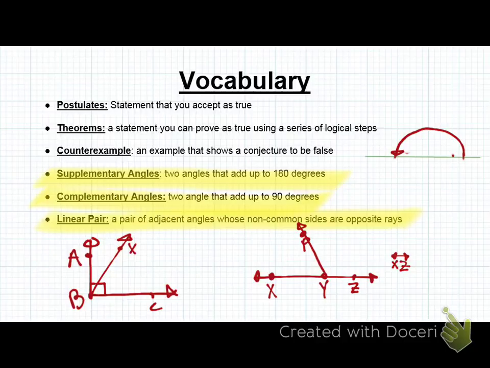A pair of adjacent angles whose non-common sides are opposite rays. You could assume that they are... Oh, I heard that. What did you just say, Eli? You could assume what? 180. Why can you assume they're 180? Because they share the same line, right? Yeah, it's straight. So linear pairs are always how many degrees? 180. Okay, good. Which means they're what kind of angles?